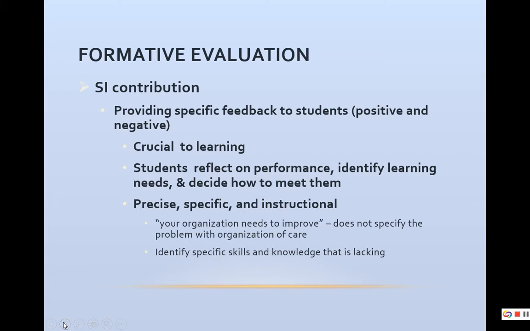Now here we're talking also about precise, specific feedback, and identifying learning needs and then how to meet them. So organization is oftentimes a difficult area for students, because many times they're only caring for a portion of the needs required by a client. They maybe don't have the whole gamut of assessment, documentation, medication, teaching, treatment team. They have a portion of that.